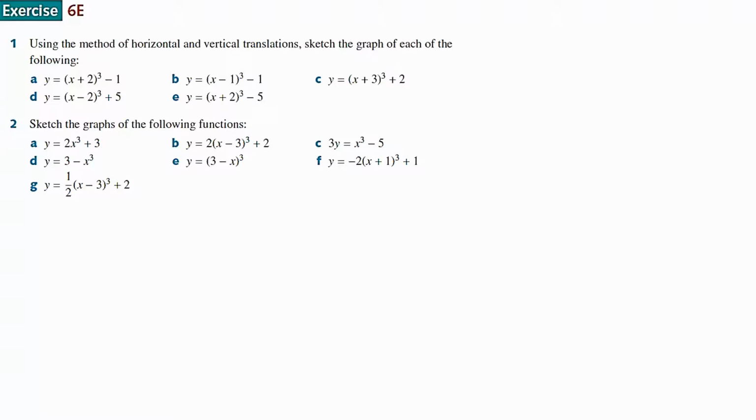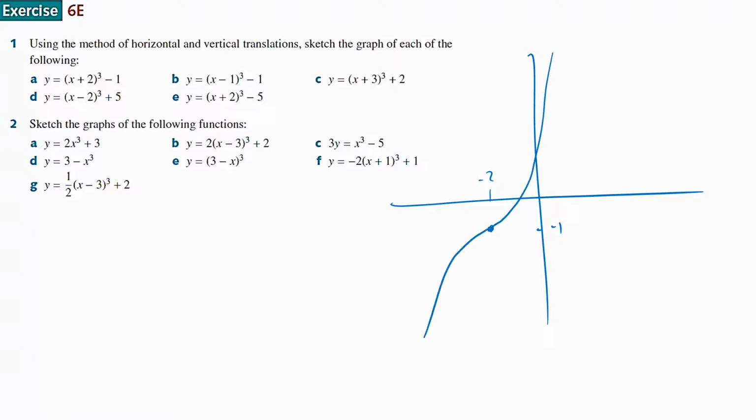Down 1. What does the x plus 2 do? Yeah, left 2, down 1. So if I were to draw this, left 2, down 1, that's my inflection point. Now, the value of a is positive, so it's that upright shape, the shape that I told you to copy down, and it looks like this. Done.